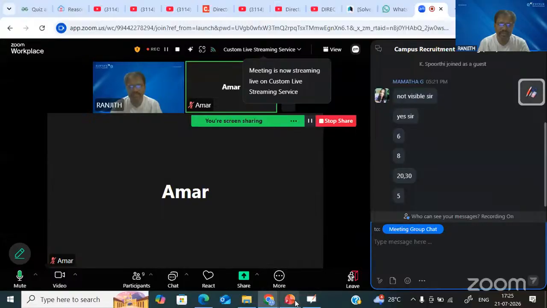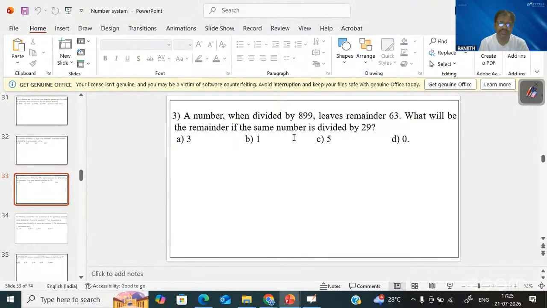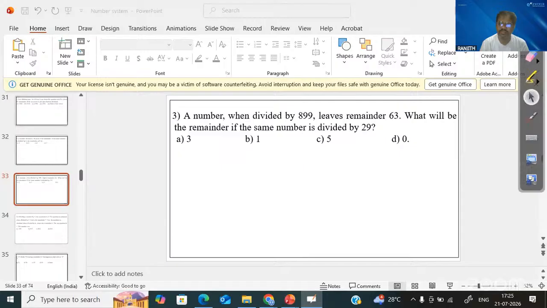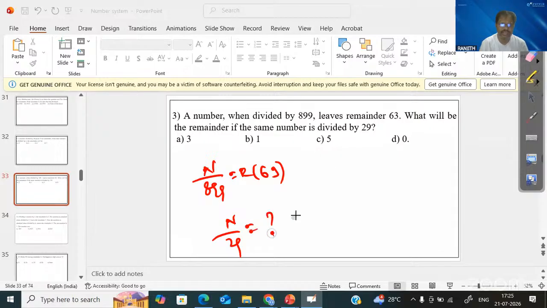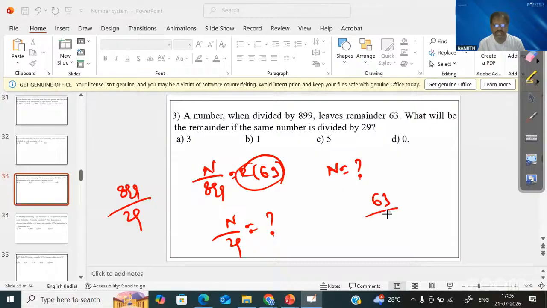It's 5. So what is the method we need to follow? When we divide a number by a certain number, it leaves remainder 63. What is the remainder if the same number is divided by 29? A number divided by 899 leaves remainder 63, and the same number is divided by 29. No need to find the number. 899 is exactly divisible by 29, so we go with the remainder: 63 divided by 29 gives remainder 5.